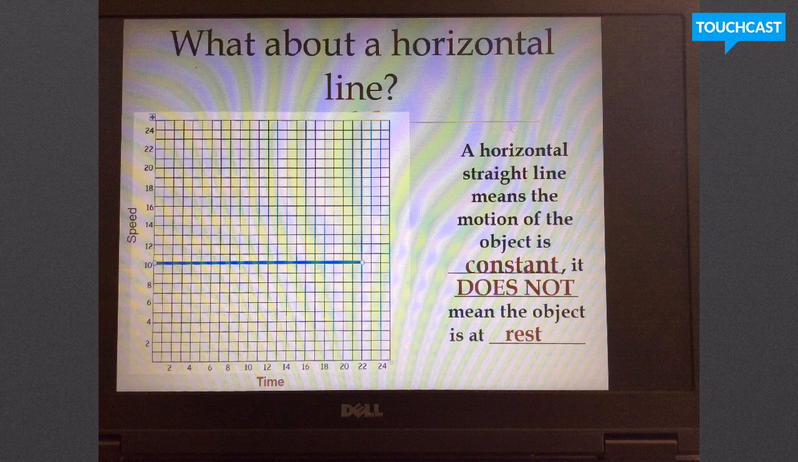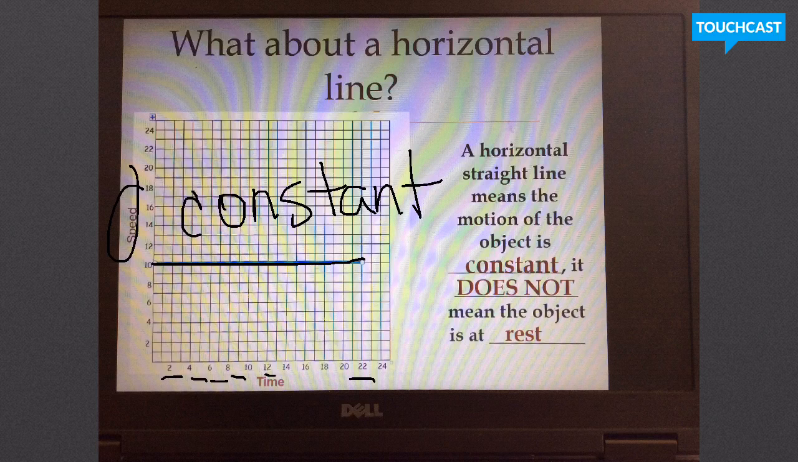Okay, so I circle what's my y, which is speed. And I look at where my line is. My line is staying here at 10. So if speed is being measured in meters per second, my object is continuously going 10 meters per second. It's 10 meters per second at 2 seconds, at 4, at 6, 8, 10, all the way to 22. So it is maintaining its speed. So a straight horizontal line in this case is going to be a constant speed. So it's kind of like cruise control on your car.